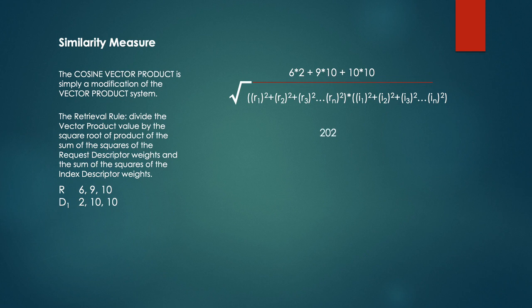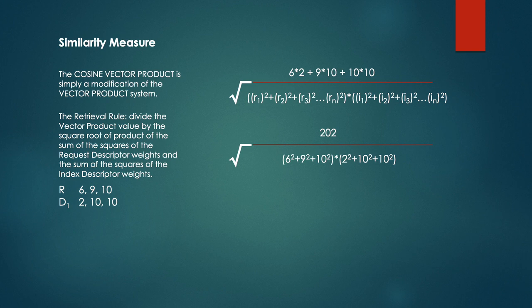So the top value is 202, as we found out earlier. That's the 6 times 2 plus 9 times 10 plus 10 times 10. That's 202. Yeah, just had to check my addition there.